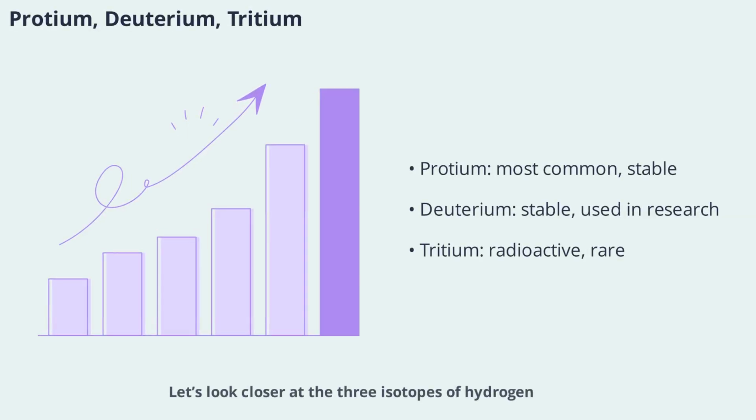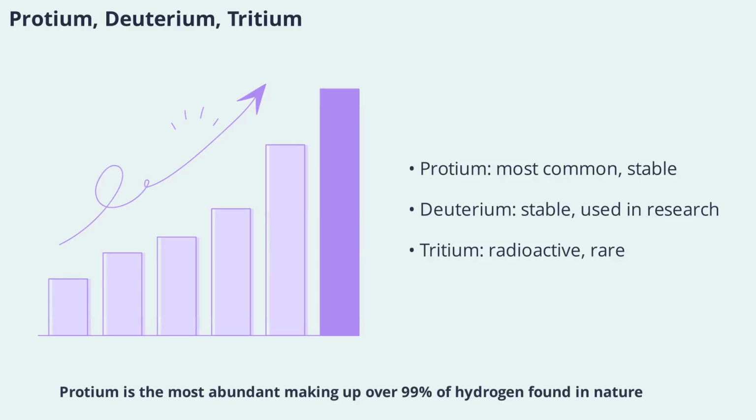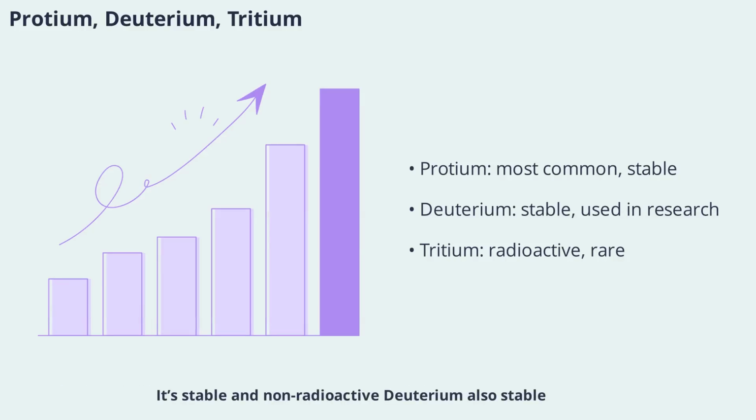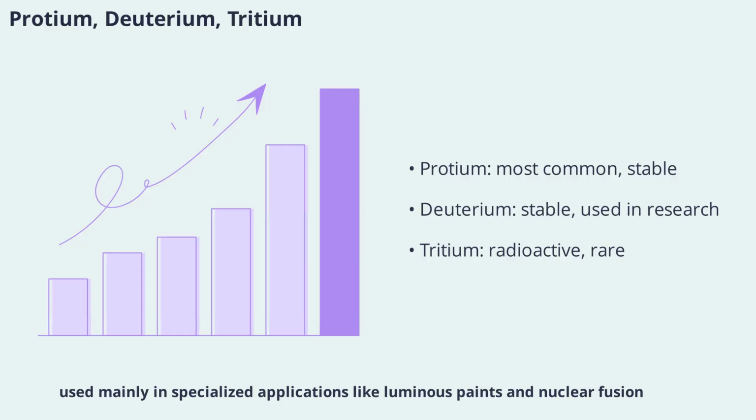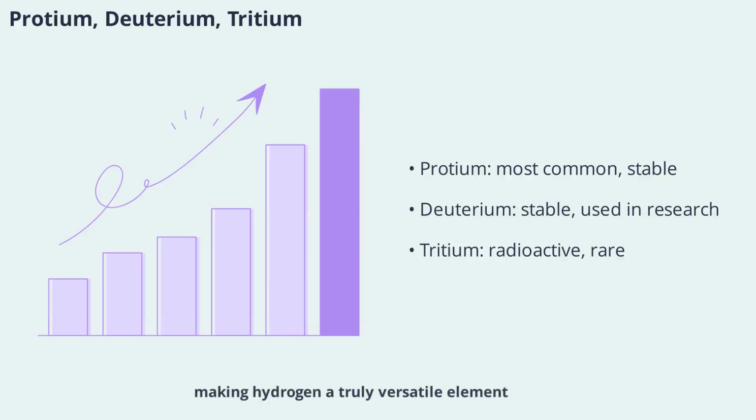Let's look closer at the three isotopes of hydrogen. Protium is the most abundant, making up over 99% of hydrogen found in nature. It's stable and non-radioactive. Deuterium, also stable, is used in scientific research and nuclear reactors. Tritium, however, is radioactive and rare, used mainly in specialized applications like luminous paints and nuclear fusion. Each isotope has its own unique set of properties, making hydrogen a truly versatile element.